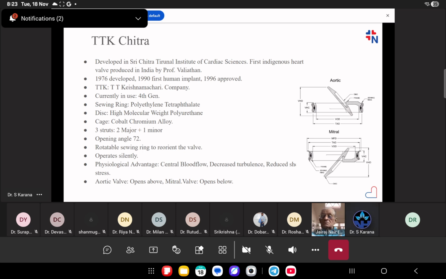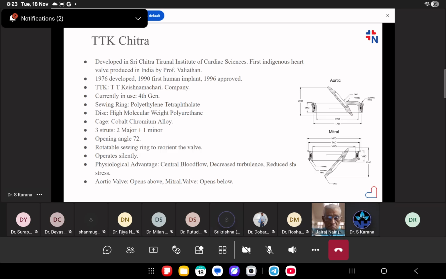Better than the bileaflet valves, it operates in silence. One of the physiological advantages of these is central blood flow, decreased turbulence, and reduced shear stress. The difference between the aortic and the mitral valve is that in the aortic valve, the valve opening is above. In the mitral valve, the valve opening is below. This is about TTK Chitra, sir.